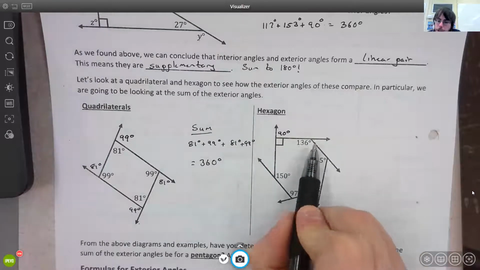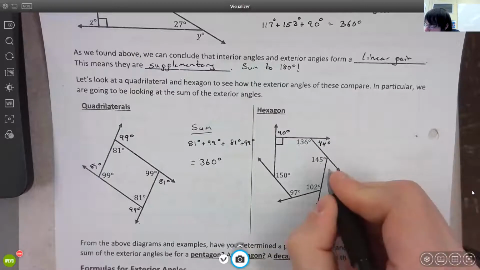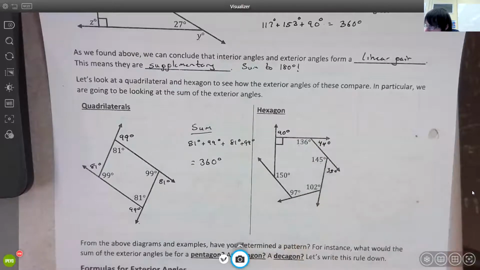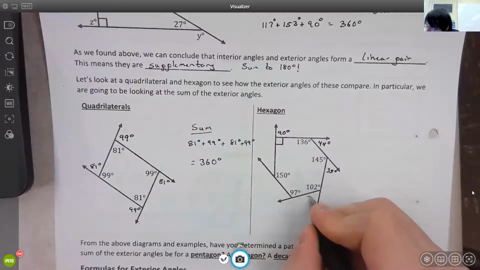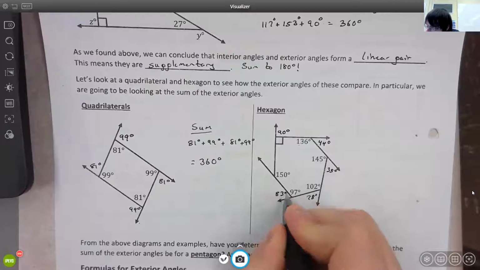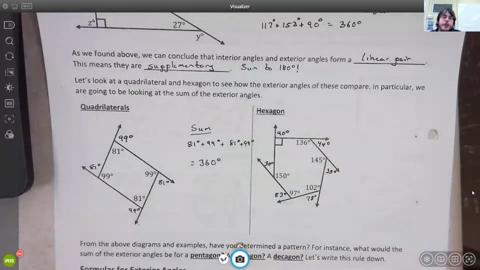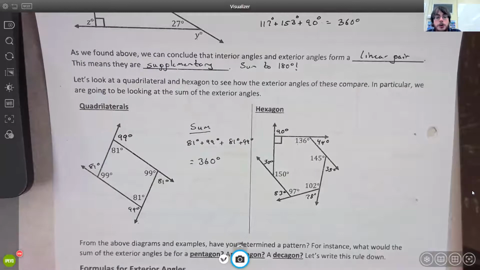180 minus 136 gives us 44. 180 minus 145 gives us 35. 180 minus 102 gives us 78. 180 minus 97 gives us 83. And 180 minus 150 gives us 30. So those are our exterior angles. Now we're going to find our sum.